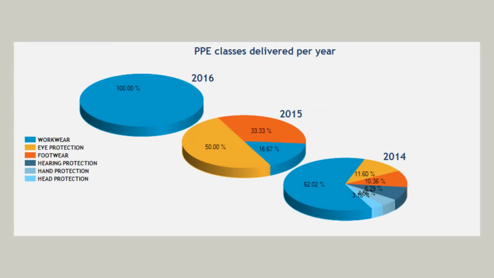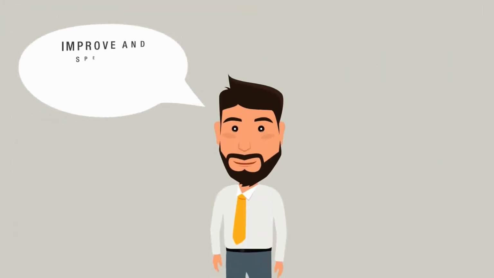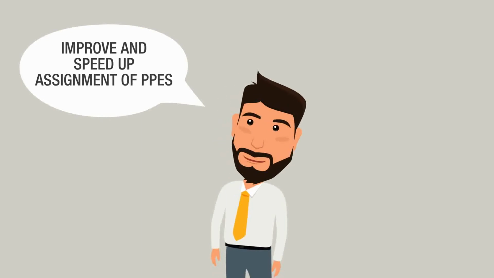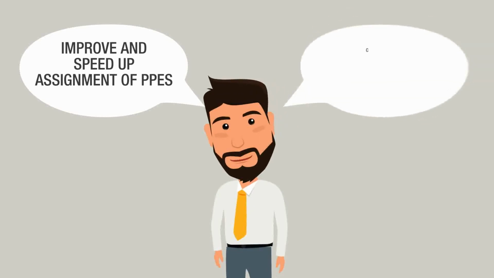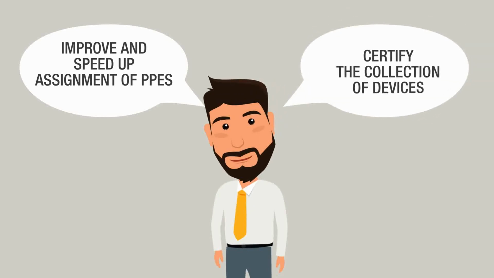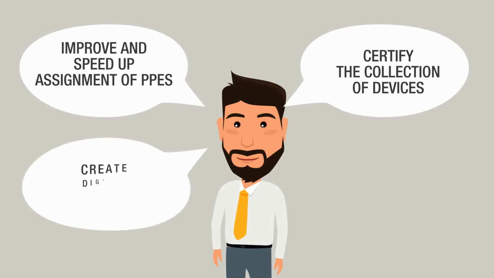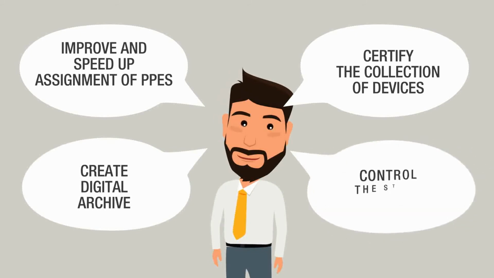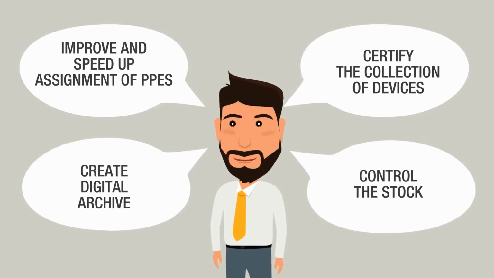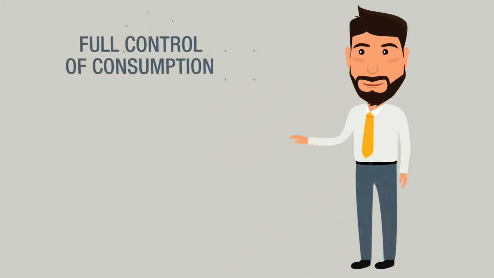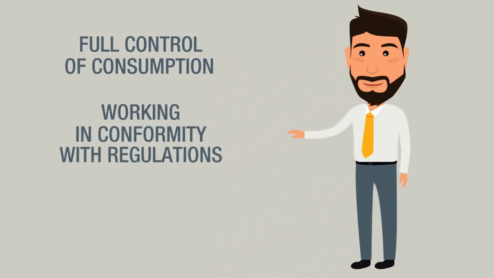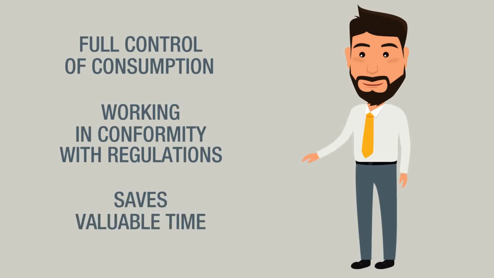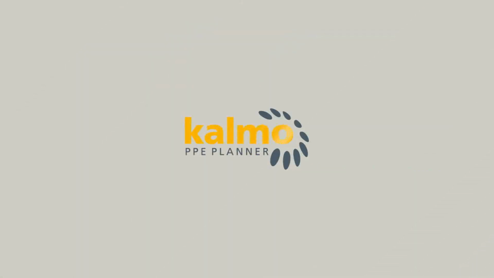Kalmo PPE Planner is the solution that allows Paolo and you to improve and speed up the assignment of PPEs within the workplace, to certify the collection of devices required by employees, to create a digital archive, and to control the stock. Now Paolo has full control of consumption, has the certainty of working in conformity with regulations, and saves valuable time thanks to automations. Kalmo PPE Planner. Safety at work is under control.